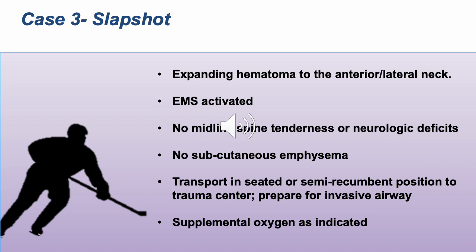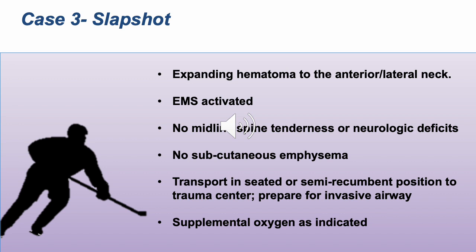So this brings us back to our case number 3. Our hockey official has an expanding hematoma to the anterior lateral neck. This is like my nightmare scenario, worrying that you're going to have somebody with an expanding hematoma in the neck. EMS is activated. Our official does not have any midline spine tenderness and no neurologic deficit, so we're not worried about a cervical spine injury. There's no sub-Q emphysema, so we're not as worried about there being a laryngotracheal injury or a tracheal transection.